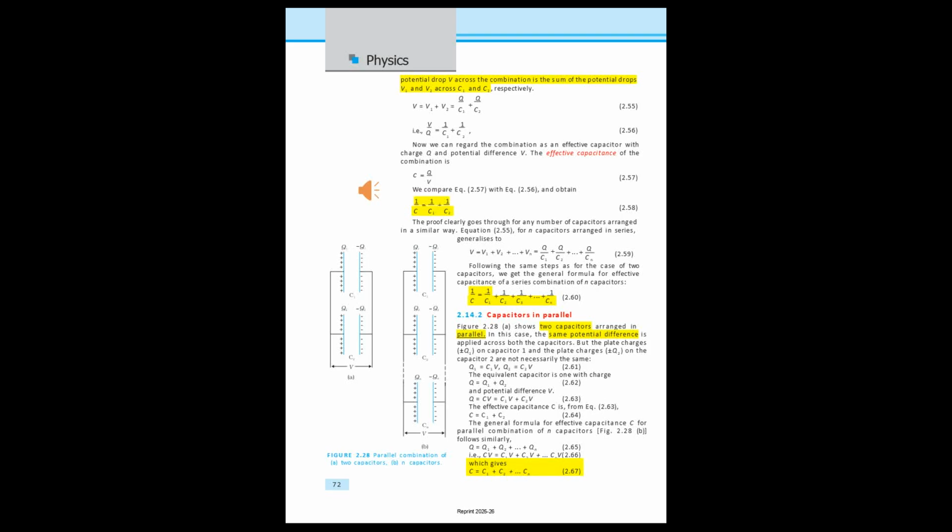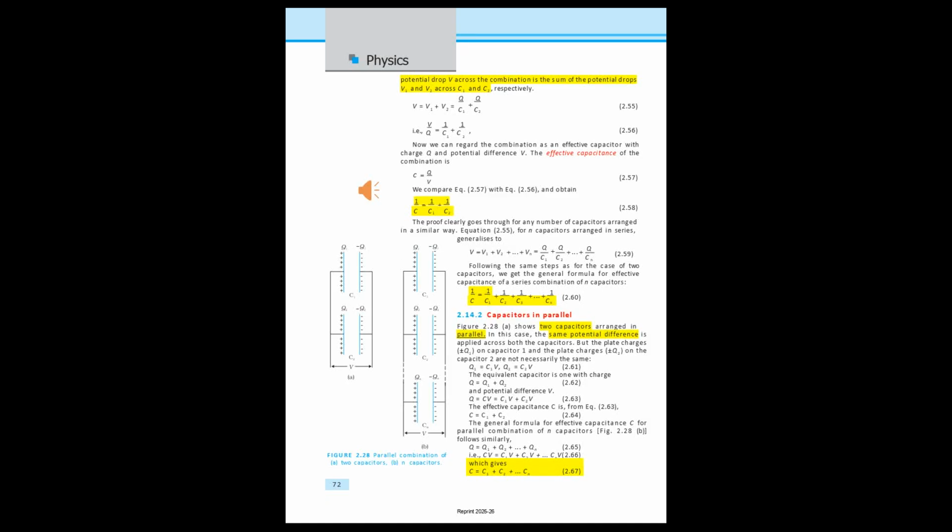Equation 2.55 for n capacitors arranged in series generalizes to V is equal to V1 plus V2 and so on up to Vn. That's given by Q by C1 plus Q by C2 and so on up to Q by Cn. Following the same steps as for the case of two capacitors, we get the general formula for the effective capacitance of a series combination of n capacitors as 1 by C is equal to 1 by C1 plus 1 by C2 and so on up to 1 by Cn.